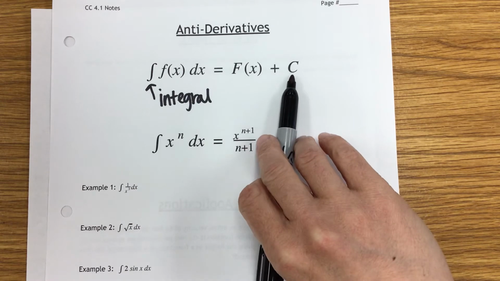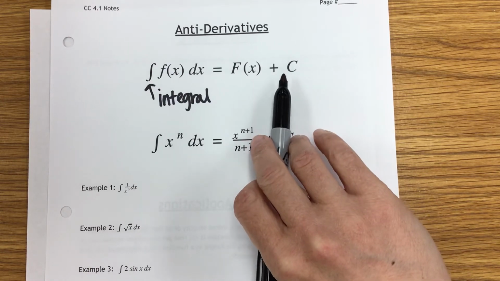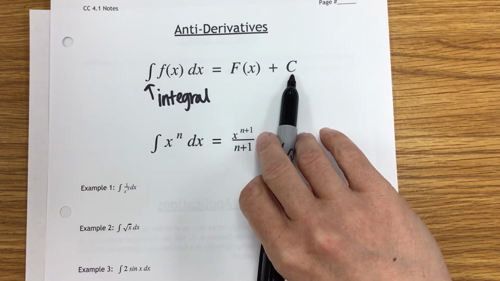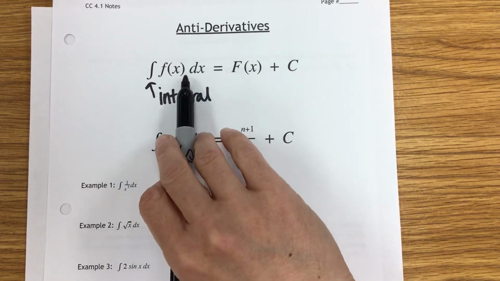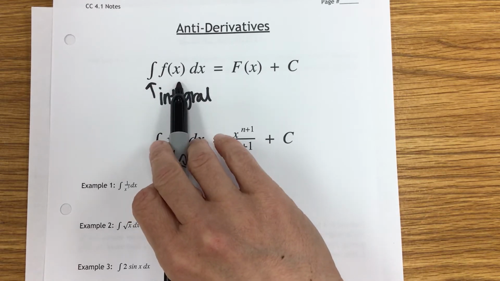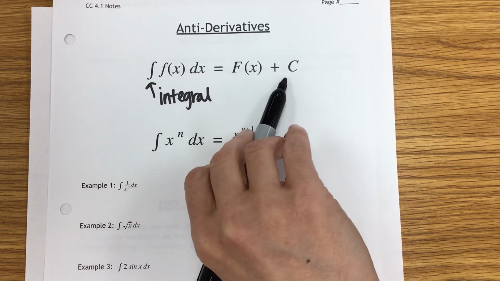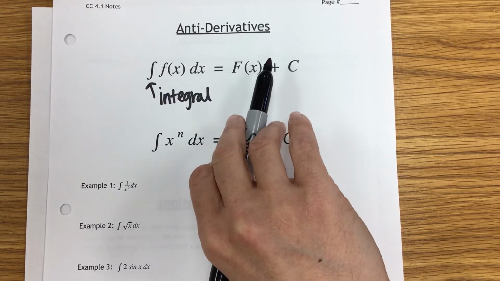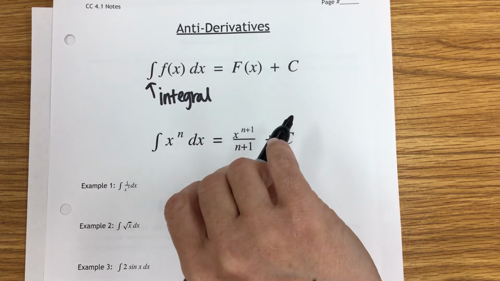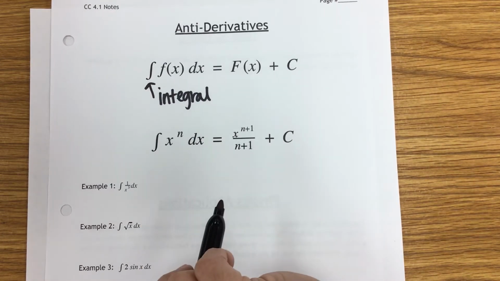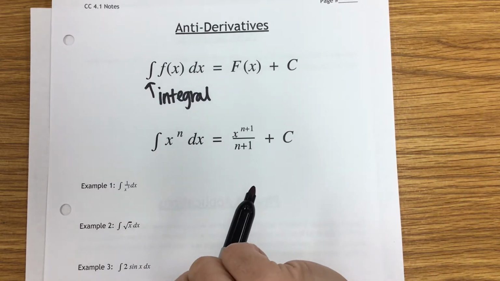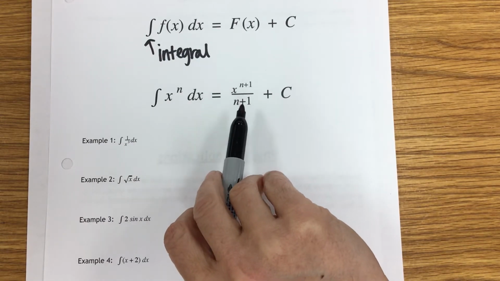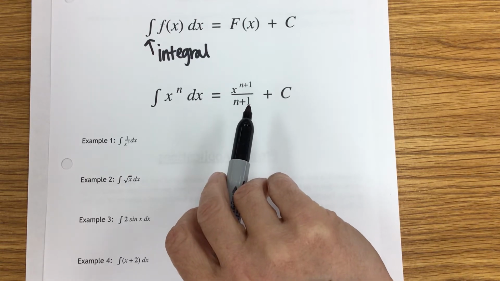The plus c comes from the fact that when you do a derivative, if it's just a number, just a constant, the constant will disappear. So you don't know if the original function, when the derivative was taken, had a c in it or not, some sort of constant. And so we put a plus c on every antiderivative just in case there is a constant in the original function.